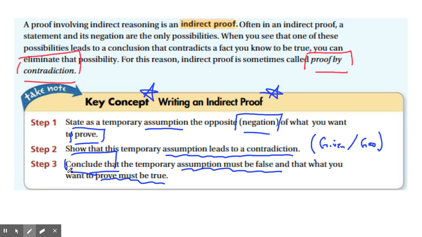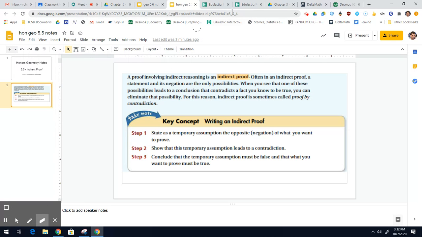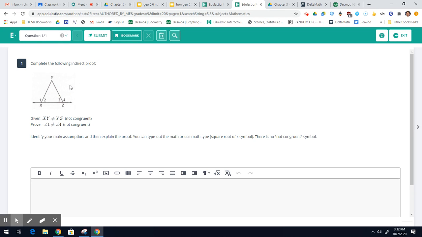Fun times. Okay, so this is going to be through Edgenuity. So I have a proof in Edgenuity we'll go over together. Just one. Okay, so here's the proof we're going to look at together. It says complete the following indirect proof.